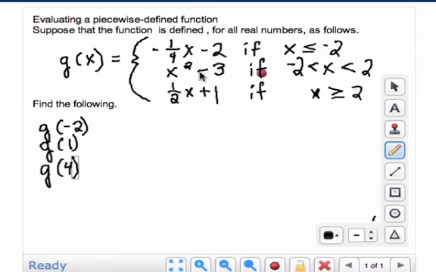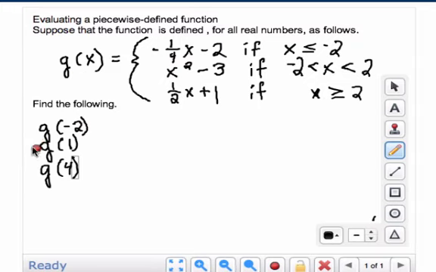So here is another piece to your function. That's why they call it a piecewise defined function. Now, when x is greater than -2 and less than 2, you plug it into this part of your function. You take your x value, square it, and subtract 3, and that gives you your y value back. Over here, when x is greater than or equal to 2, like 2, 3, 4, any of those values, you multiply them by 1/2 and add 1, and that gives you your y value back.